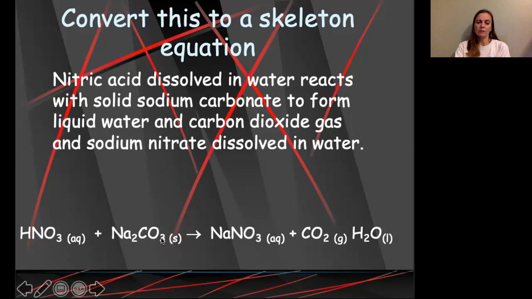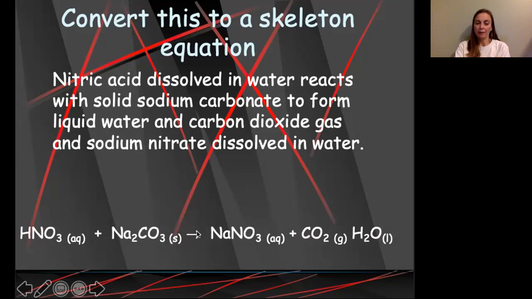Now notice that our sodium carbonate is Na2CO3, and that's because we remember that our carbonate ion has a -2 charge, so I need 2 sodium ions to make this compound neutral. I almost slipped up and said balanced, didn't I? And we're going to say that that is a solid.